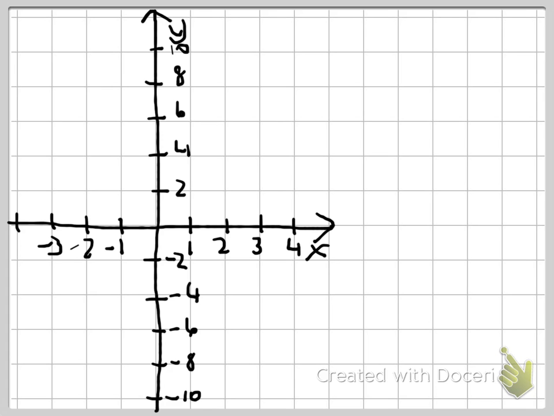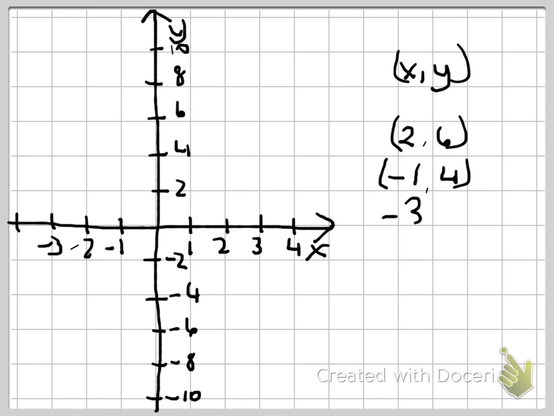So next we're going to look at an ordered pair, and an ordered pair is something of the form x, comma y. So we've got our x coordinate, comma our y coordinate. If we look at some examples, we can look at the point 2, 6. We'll plot the point -1, 4. We'll plot -3, -6. And finally we'll plot 4, -8.